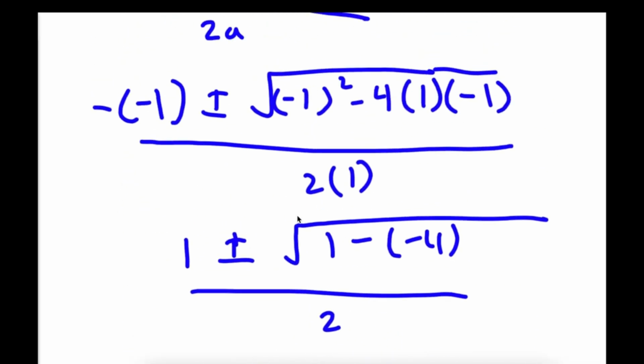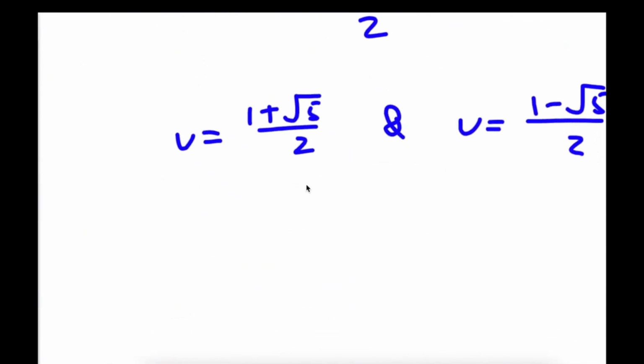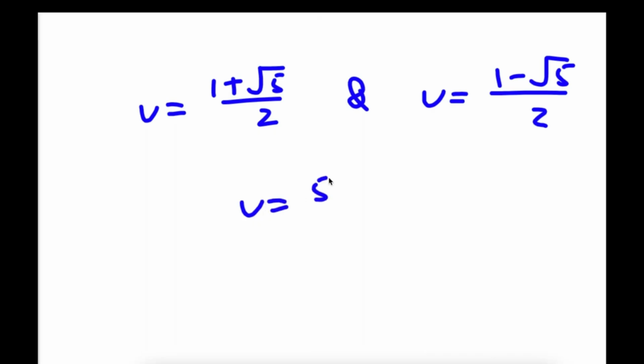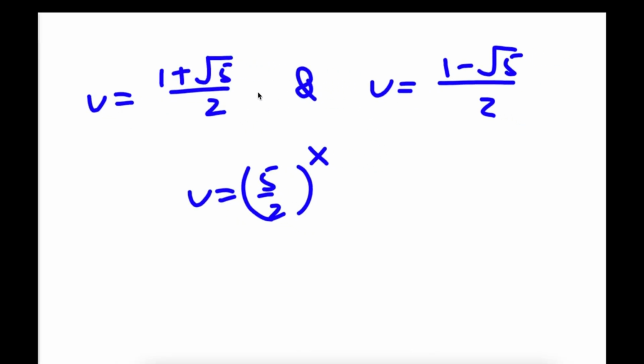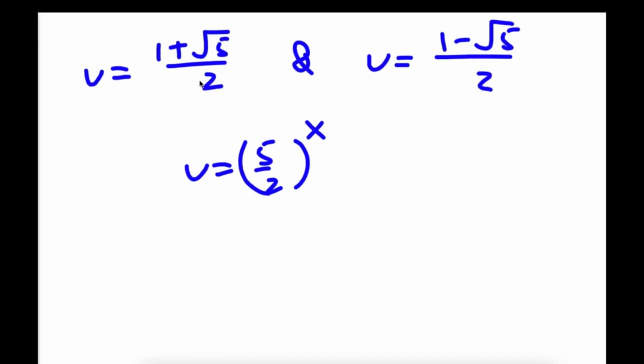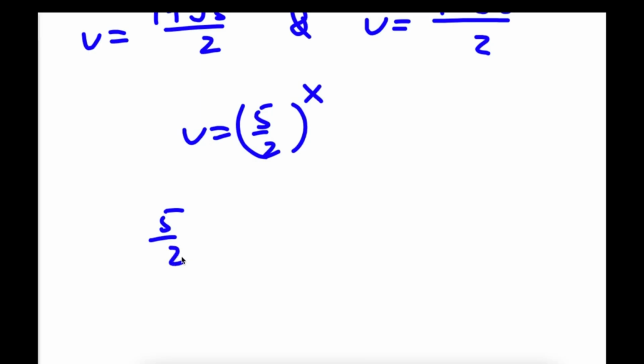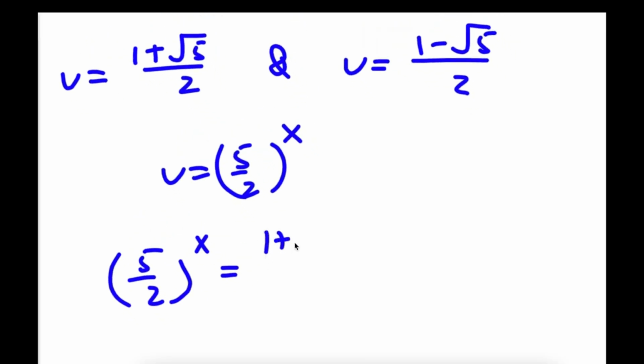So remember how we stated that u is equal to 5 over 2 to the power of x. I already have two values of u. So let's first try 1 plus the square root of 5 over 2 and see what we get. I'm going to substitute in 5 over 2 to the power of x for u. So now I get 5 over 2 to the power of x is equal to 1 plus the square root of 5 over 2.